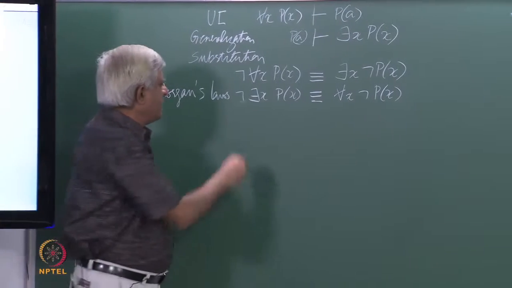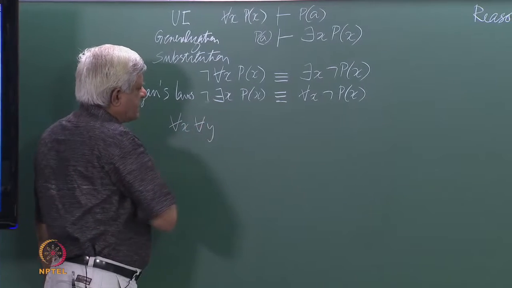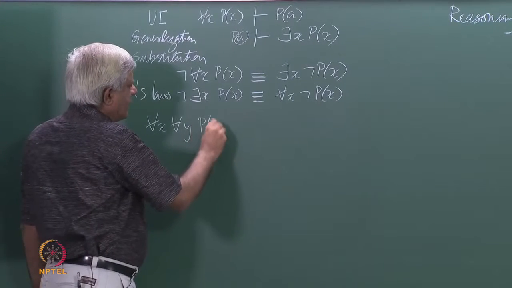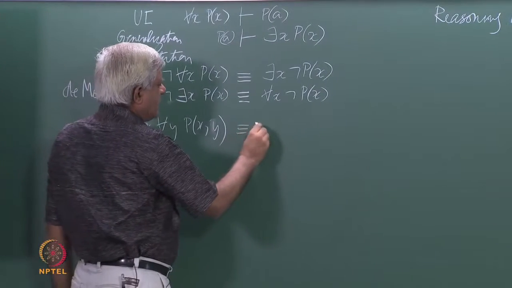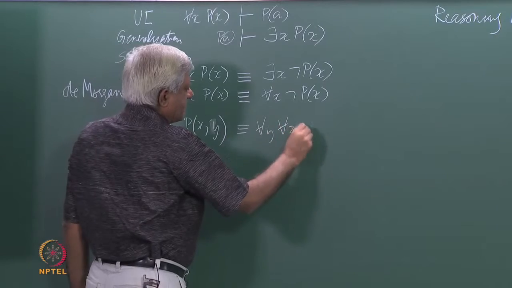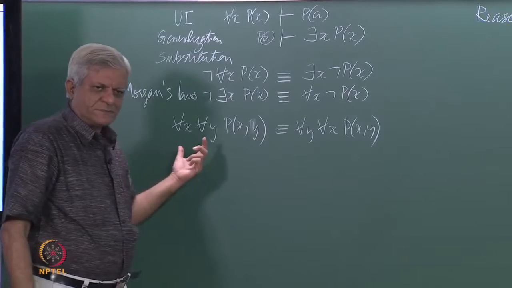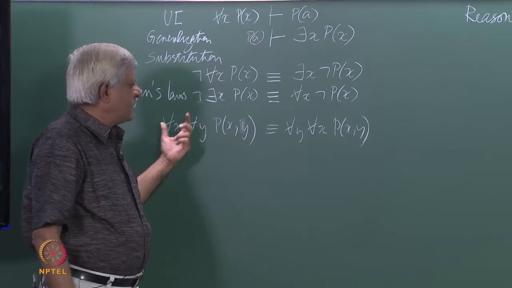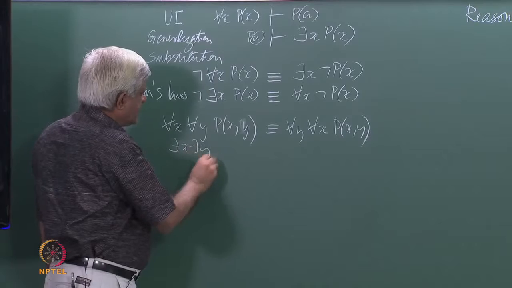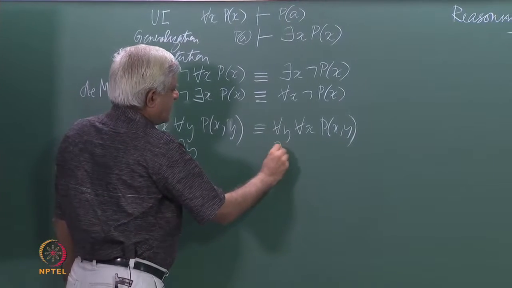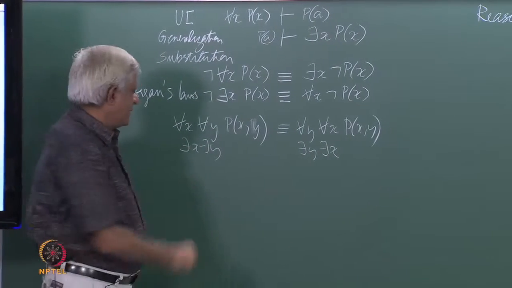Also, something which is used sometimes is that, for example, if we have for all x for all y P(x,y), where P is some predicate, this is equivalent to for all y for all x P(x,y). So the quantifiers of the same kind you can interchange without changing the meaning of the sentence essentially. Likewise for there exists y there exists x, they would be similar. But if the quantifiers are of different kind, then you cannot do that.